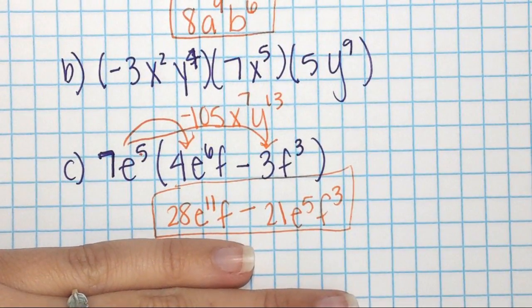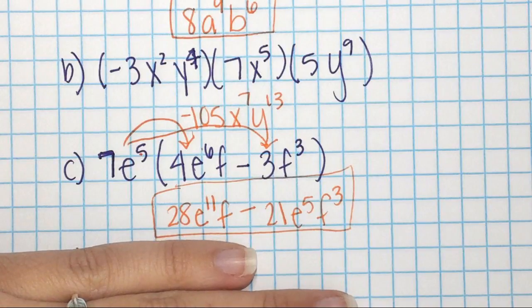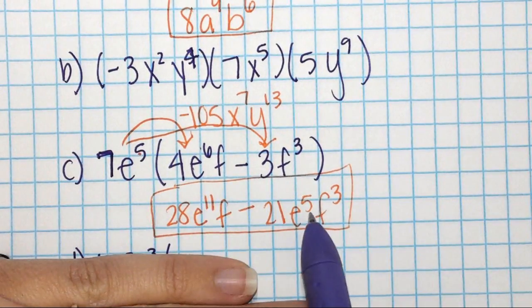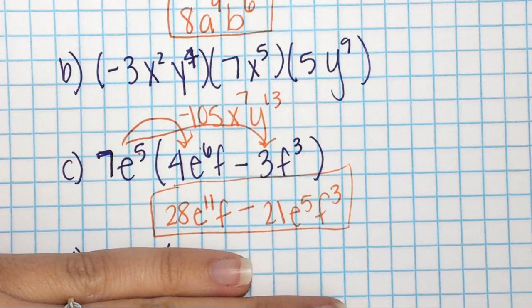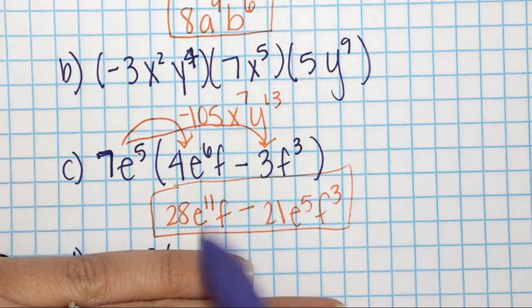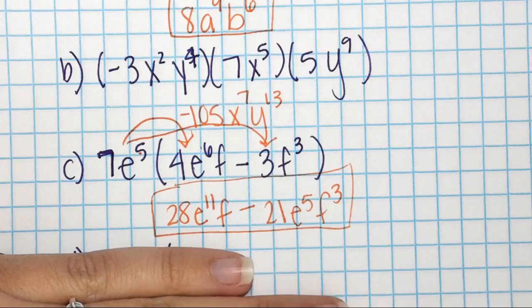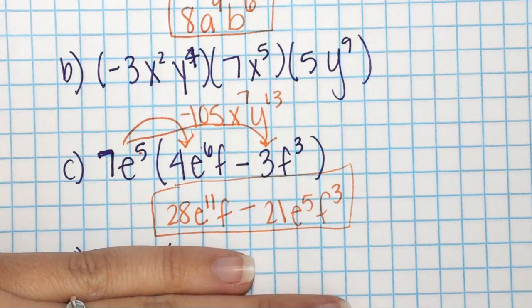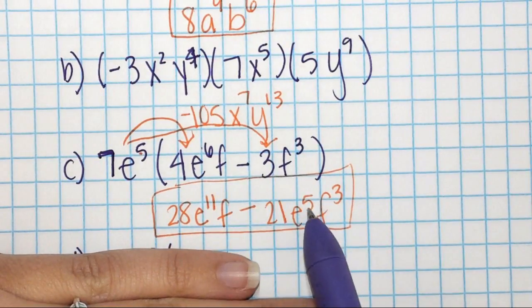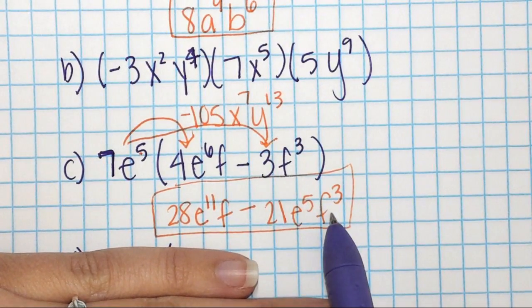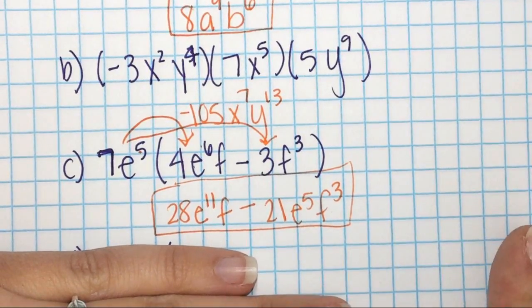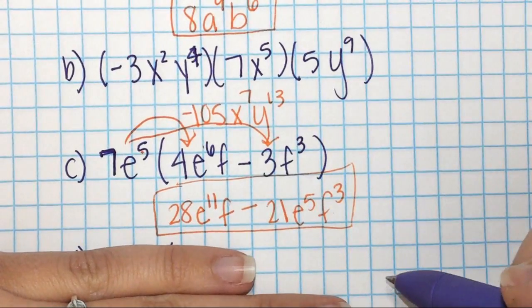Why can't you put those together? Does this e and this e have the same exponent? No. So no, you cannot combine them. If this also said e to the 11th f, you could combine them. We're going to do one like that in a minute. But right now we're just multiplying these.